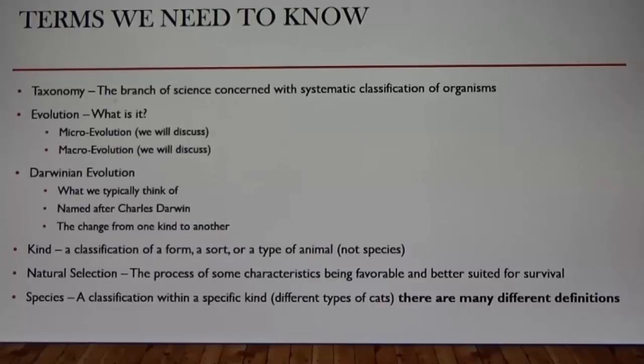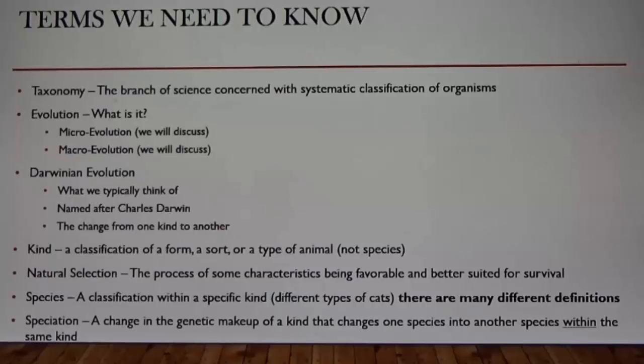And I just want to mention this, there are many different definitions of species. So do not be deceived, do not be confused. Just know that a species and a kind are two very distinctly different things. Not knowing this difference will lead, and does lead, to a belief in evolution, because you will misunderstand what people try to give as evidence. So speciation is kind of like natural selection, where it is a change in the genetic makeup of a kind that changes one species into another species within the same kind. So it's not from one kind to another, it's just a change from one species to another species.